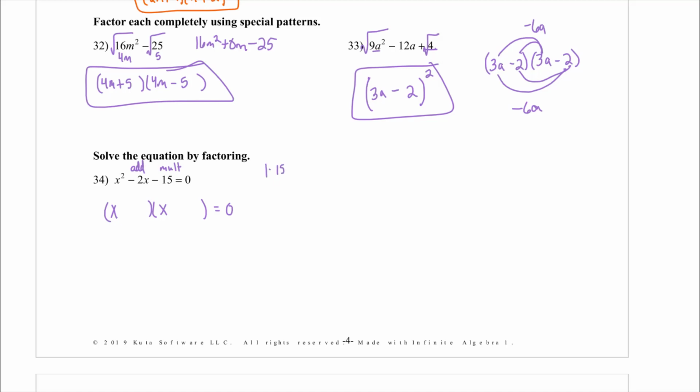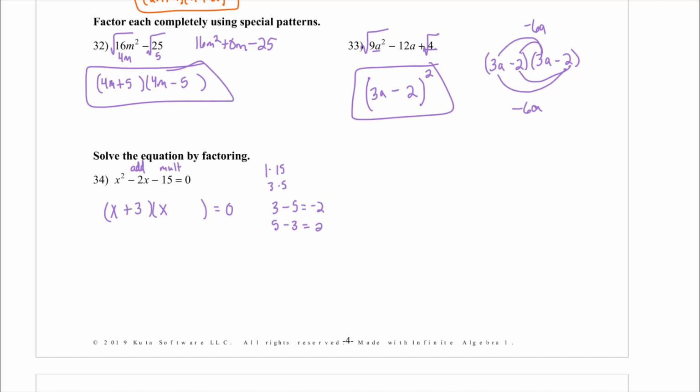Well, my options are 1 and 15 and 3 times 5. 3 and 5 subtract to get 2, and we just have to figure out which of these two ways we want to do that subtraction. Since we want a negative 2, we need the 5 to be negative.